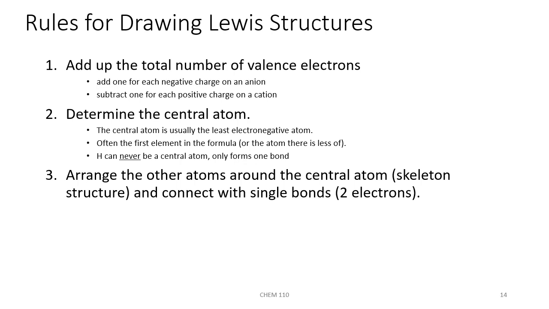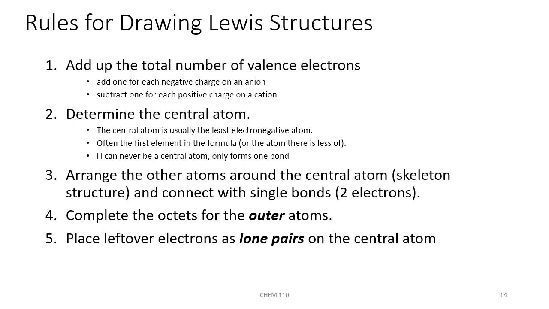Arrange the other atoms around the central atom and draw a skeleton structure by connecting with single bonds. Every time you draw a line that represents a single bond, it uses up 2 electrons from the total valence electron count. Number 4, complete the octets for the outer atoms. Outer atoms means everything that's not the central atom. We want to complete those outer octets first.